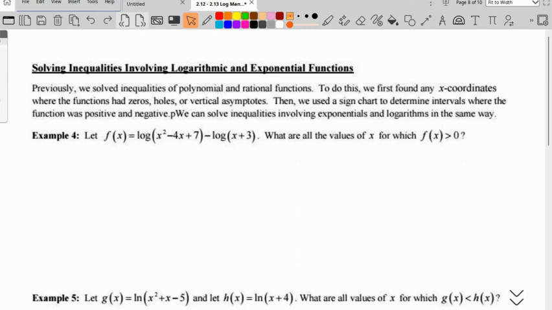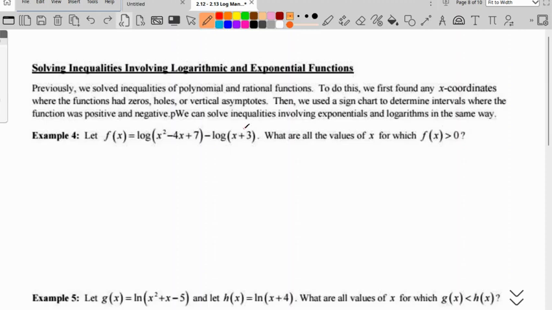Okay, so there are a couple things that we want to look at before we get started. Remember I said we could either look for the domain restrictions before we start, or we could check our answers at the end. For inequalities, we want to look at those domain restrictions at the beginning. The domain restrictions are going to be critical values along our number line that we're going to have to check. There will be additional critical values, but those are critical values that we have to check starting right off.